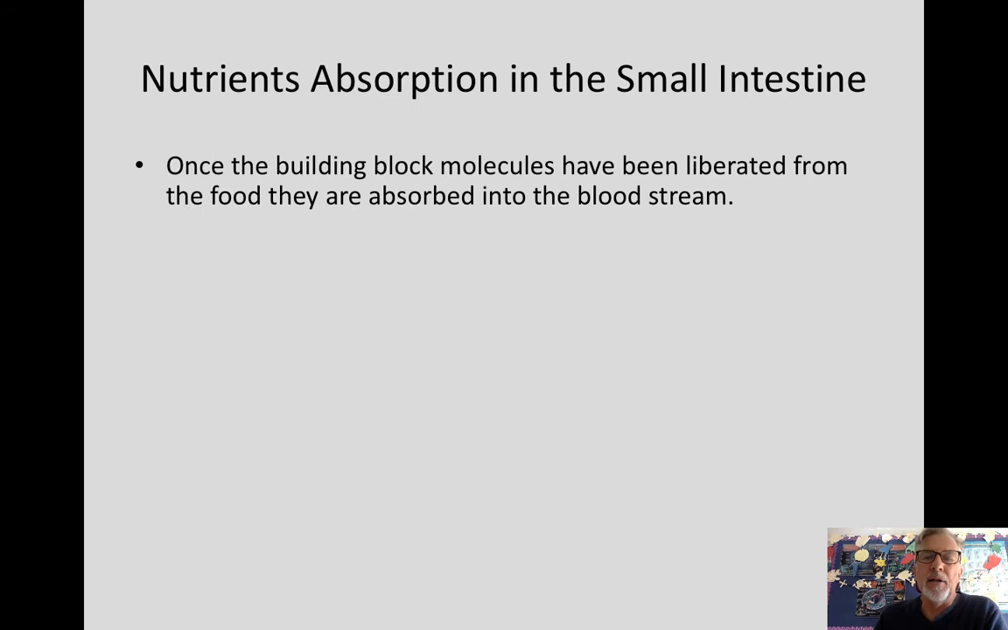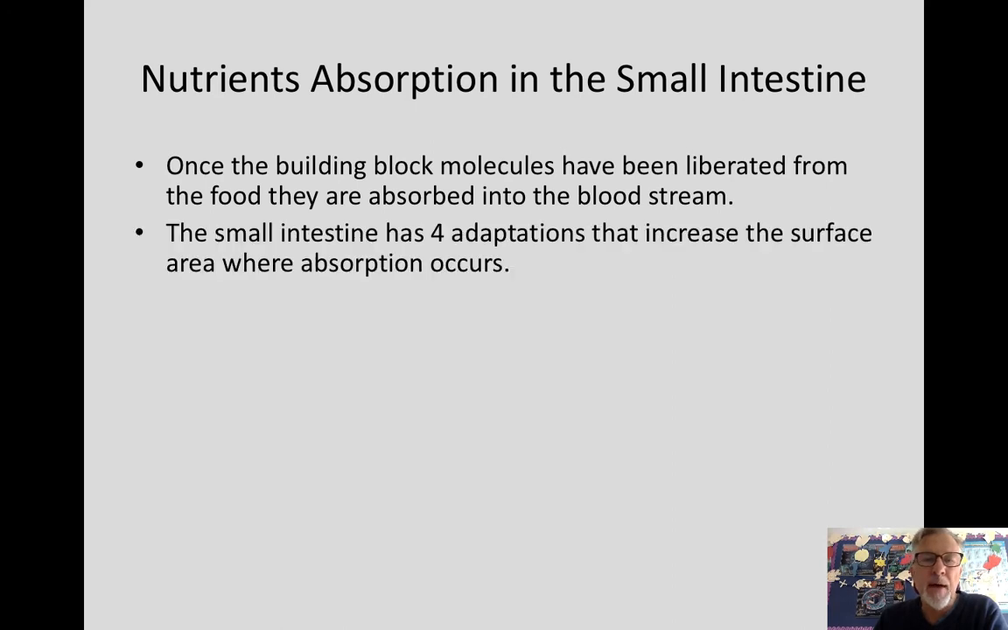Once the building block molecules have been liberated from the food, they are absorbed into the bloodstream. So we're going to have to look at how that happens. The small intestine has 4 adaptations that increase the surface area, and that's where the absorption occurs.